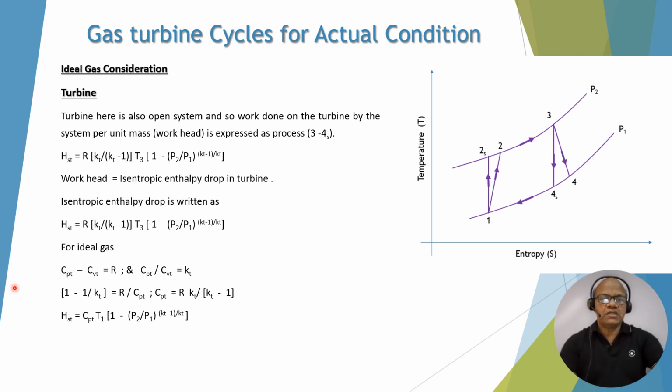to R. So CPT upon CVT is equal to KT. So 1 minus 1 upon KT is equal to R upon CPT. So CPT is equal to R into KT divided by KT minus 1. So we can replace and simplify this. HST is equal to CPT T3 into 1 minus P2 by P1 to the power KT minus 1 upon KT. So this is the expression for isentropic enthalpy drop.